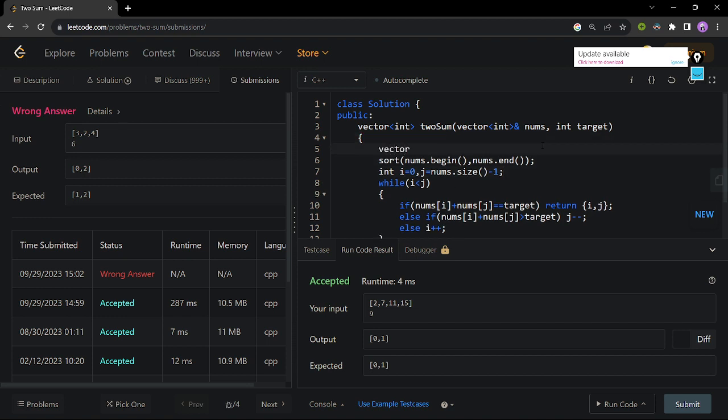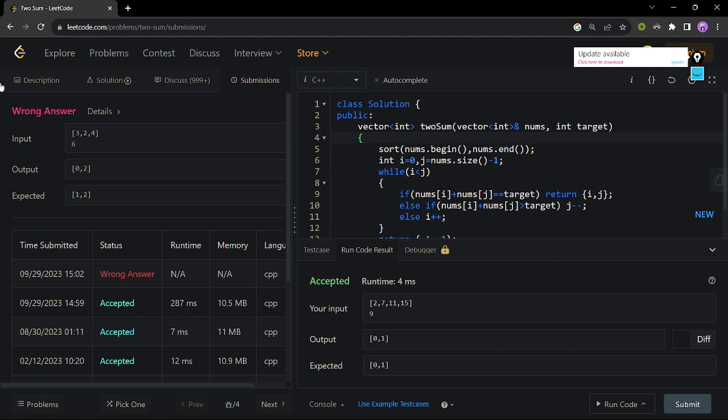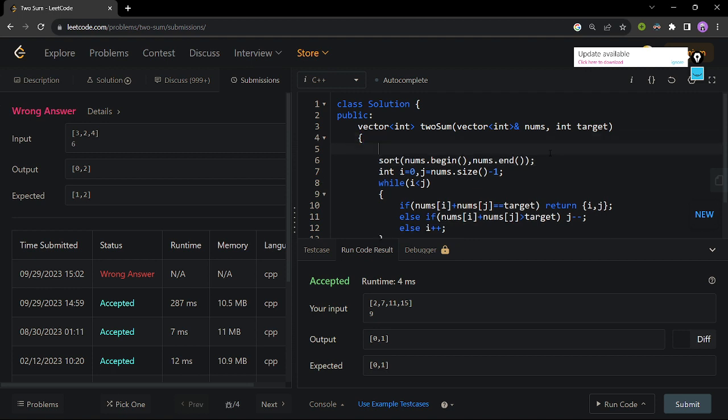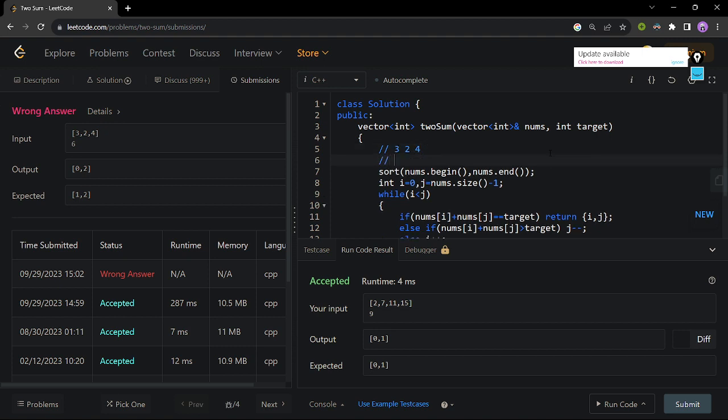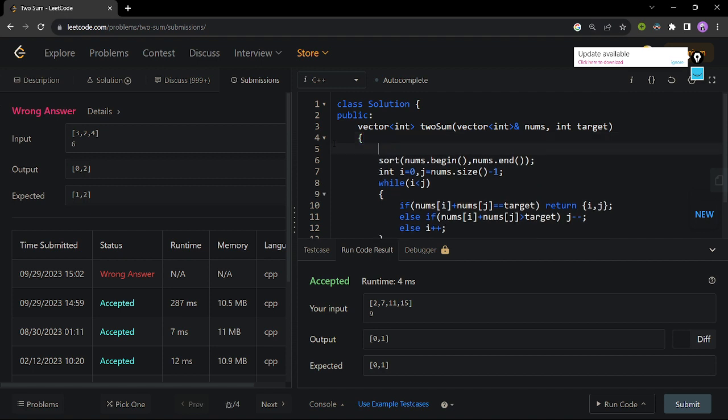Okay, got it. So let me explain what I did wrong. As I have sorted the numbers, that means I have lost the original indices. As 3 2 4 is given, after sorting it will become 2 3 4, but originally 3 was at the 0th position, and now 3 has become the first position. So I have to maintain the original index. For this, let me take a map to maintain the initial indices.